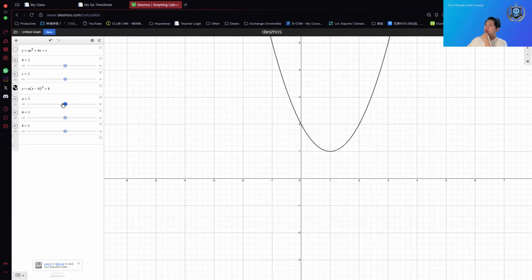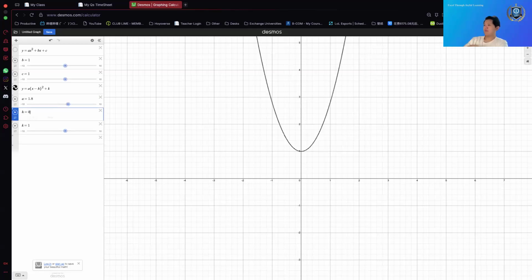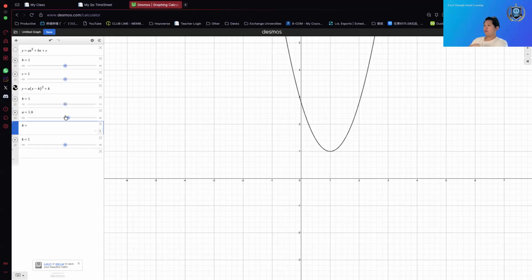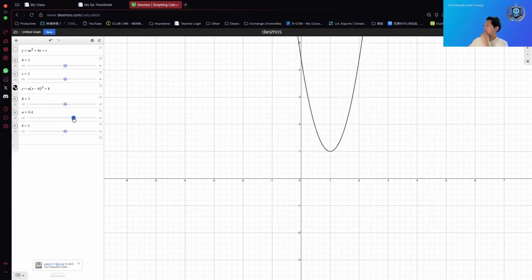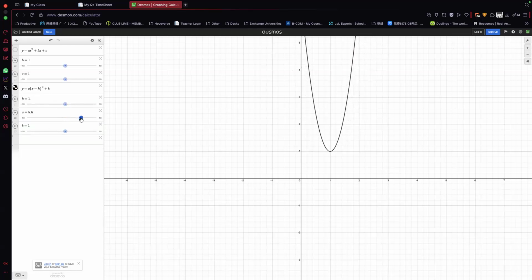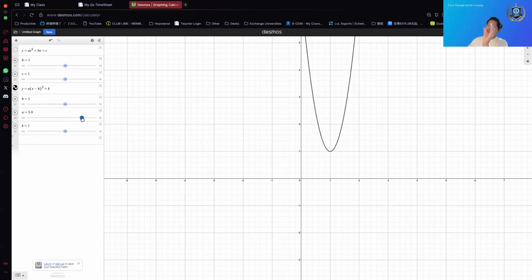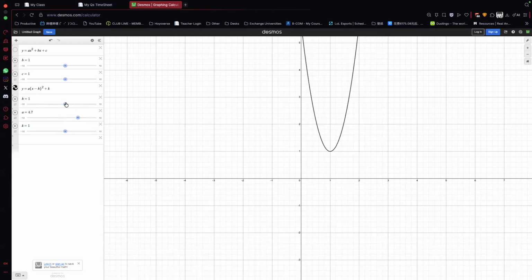What happens when I decide to move A around? Let's say if I decide to make it bigger, what do you see is happening to the graph? It's not getting smaller, it's getting thinner, right? You're kind of compressing the graph. If you look at what my hands are doing, kind of compressing the graph inwards. Do you see?